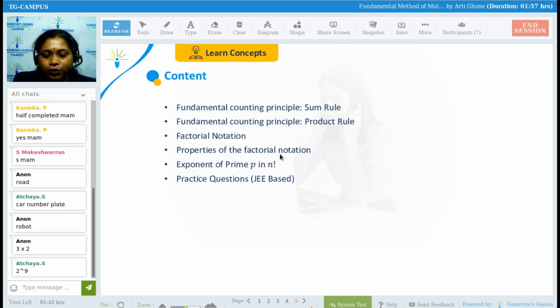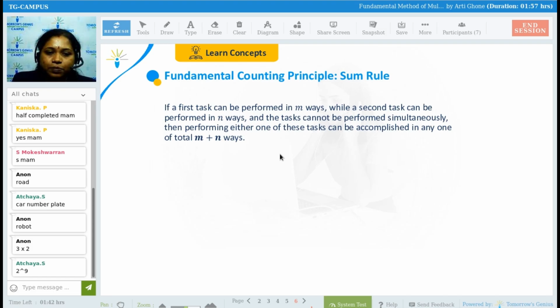Now, fundamental counting principles, sum rule and product rule. Factorial notation, properties of factorial notation. Finding the exponent of prime p in n factorial is an important thing. Most of the time, if students don't know the factorial notation, they read it as n ulta I. So you can read it for the time being as n ulta I, but it's n factorial. Okay. Now, let's start. Fundamental counting principle of sum rule and product rule.